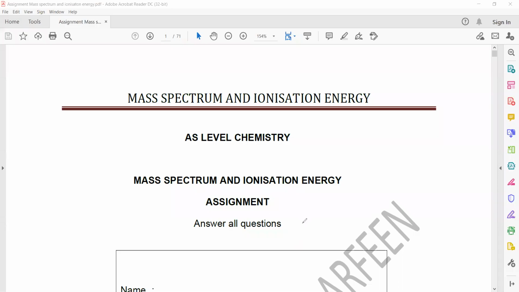Good evening, everyone. This is an assignment related to mass spectrometer and ionization energy from IAL Chemistry Unit 1.